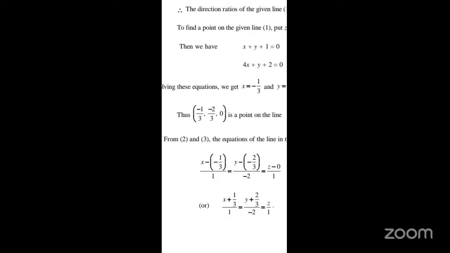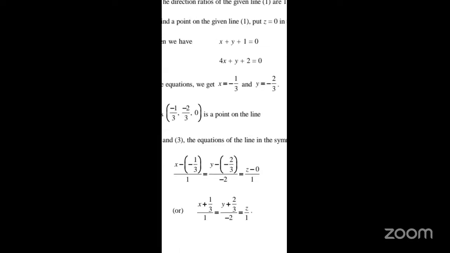So write the symmetrical form here: x minus of minus 1 by 3, that is x plus 1 by 3, over 1; y plus 2 by 3 over minus 2; z minus 0 over 1. So x plus 1 by 3 over 1, and y plus 2 by 3 over minus 2, equal to z by 1. That is the conversion of unsymmetrical expression to symmetrical form.